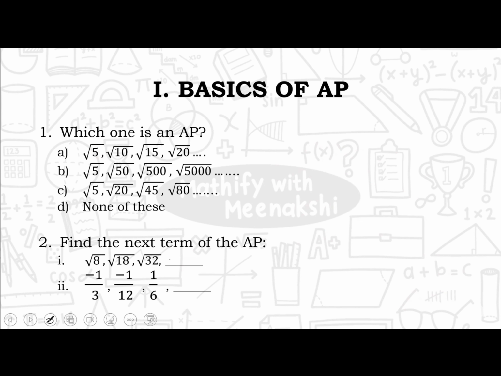Now we'll move to second. So I'm writing the final answer here, root 50, and here it's C option. Now let's move to second part. So what will we do?